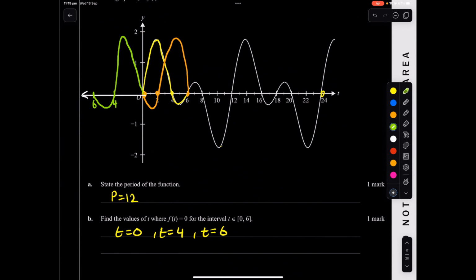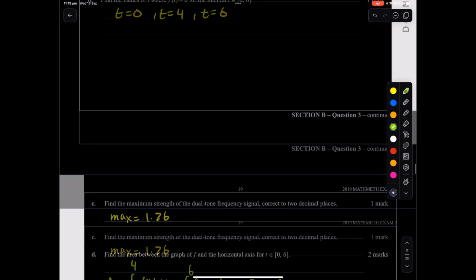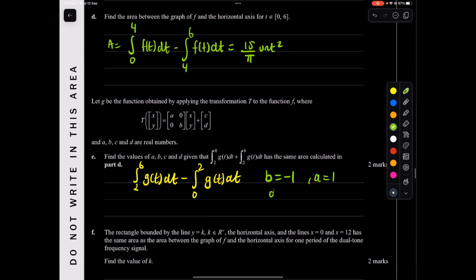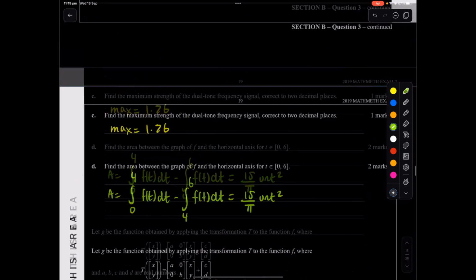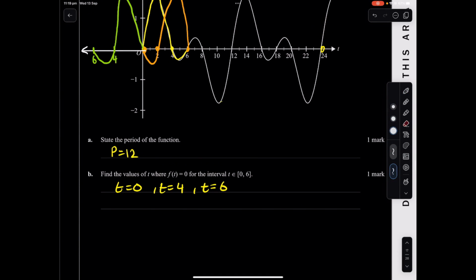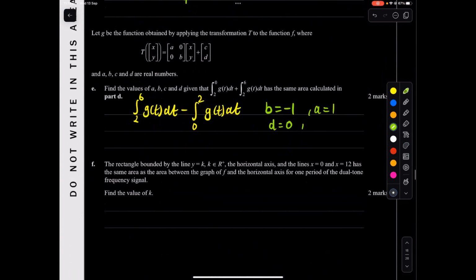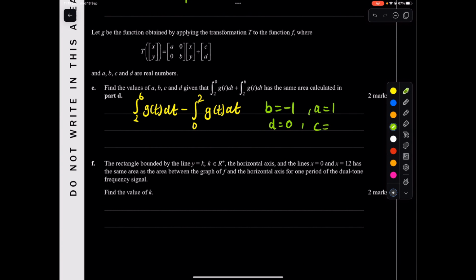Perfect. What else? For the translations of d, like d is up or down, we haven't even translated up or down, by the way. So d must just equal 0. That's good. And for our c value, which is translating it right and left, we do translate it to the right. So to get this graph perfectly on top of the orange graph, we translate it 6 units to the right. So your c value is 6. Is that right?